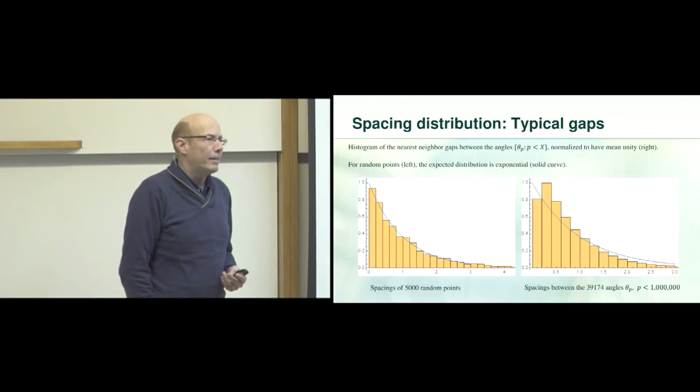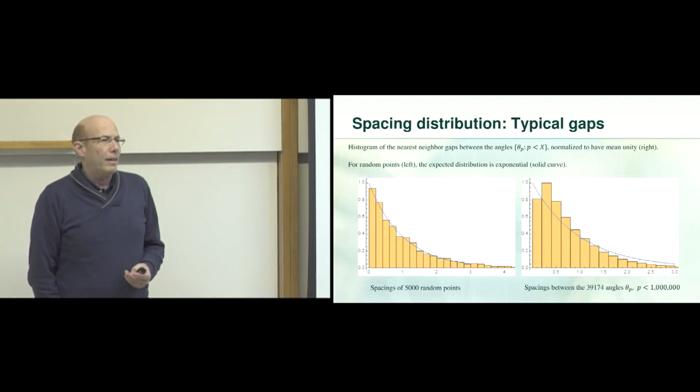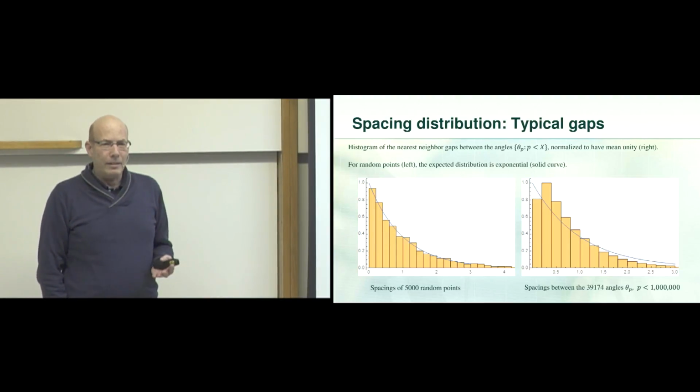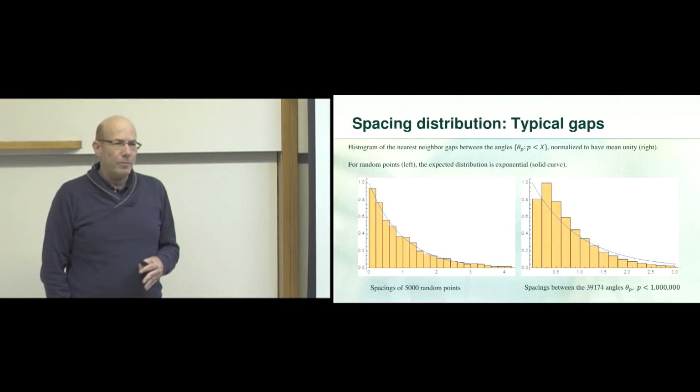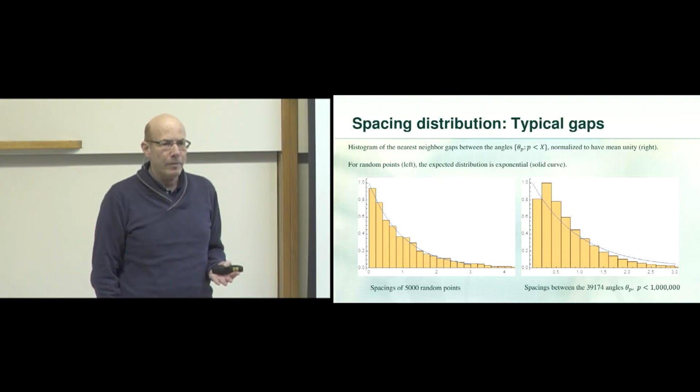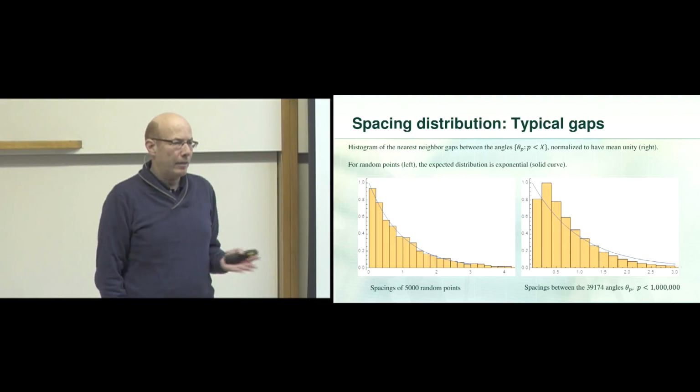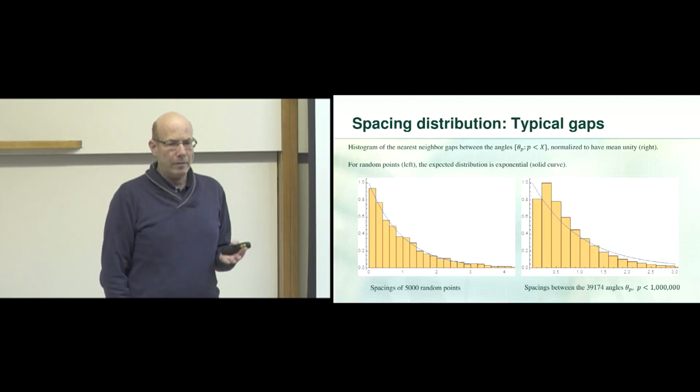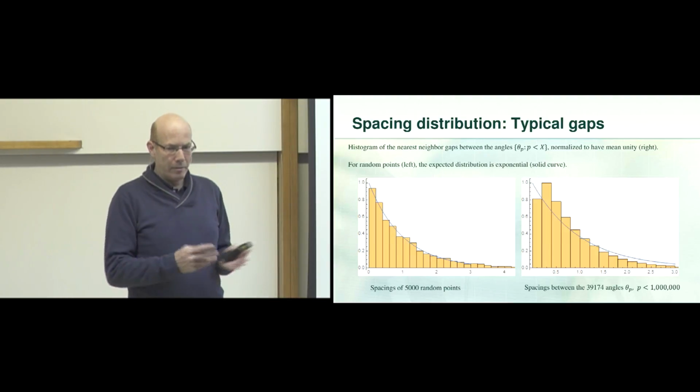And then I looked at, instead of the maximal gap or the minimal gap, the typical gap. So here is a histogram of the nearest neighbor gaps measured on the scale of the mean spacing, the average gaps, on the scale of 1 over n.